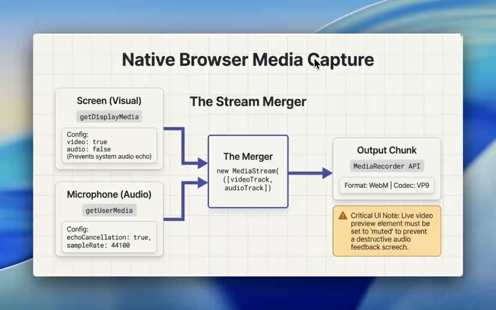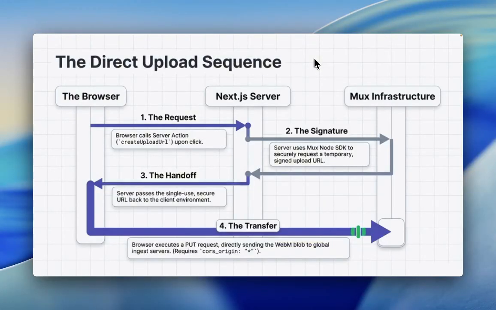Now it goes to native browser media capture. For screen visuals, you use getDisplayMedia, configured with video true, audio false. For microphone audio, you use getUserMedia, configuring echo cancellation and sample rate. The stream manager merges a new MediaStream with the video track and audio track, with output chunks via the MediaRecorder API, format WebM, codec VP8. Critical UI note: the live video preview must be set to muted to prevent destructive audio feedback.